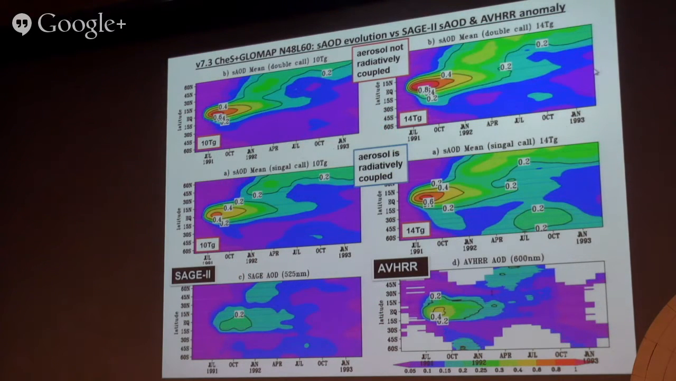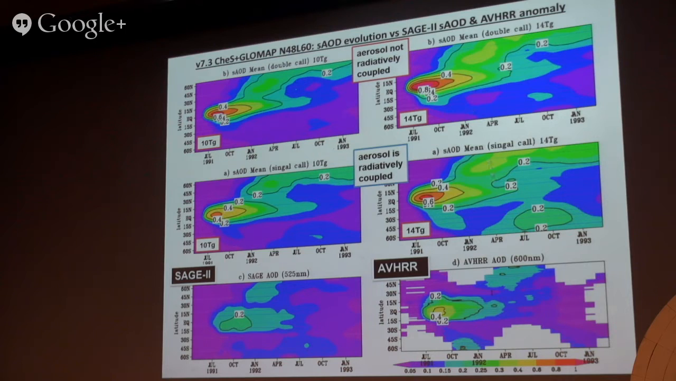So now I move on to talking about the dynamical effects. So this is since that paper was published last year. I'm just comparing the evolution of the stratospheric aerosol itself compared with simulations where we don't radiatively couple the aerosol. We don't have the radiative heating here in the tropics, which is increasing the tropical upwelling. So here, when we have the radiative coupling, this transport to the southern hemisphere with latitudes is increased, and the peak AOD in the tropics is reduced.